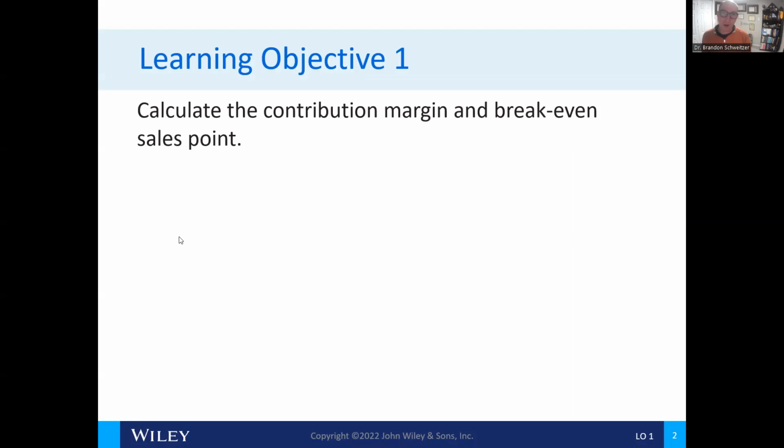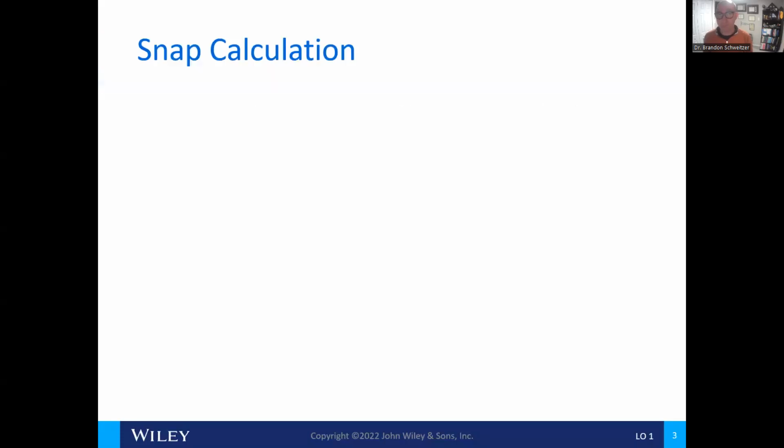The first thing I'd like to cover is how to calculate the contribution margin and the break-even sales point. Understanding break-even is very critical to any business because we need to know how many units to manufacture and sell in order to cover all of our expenses, or to break even.